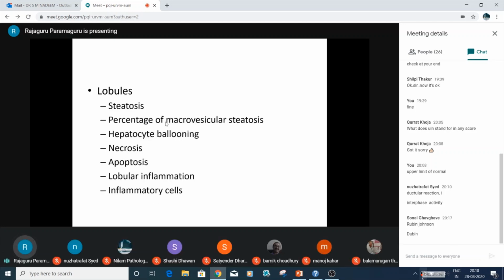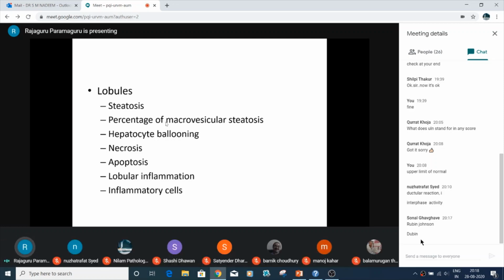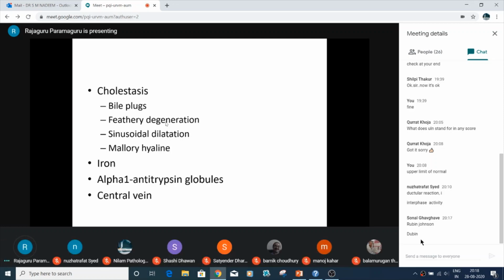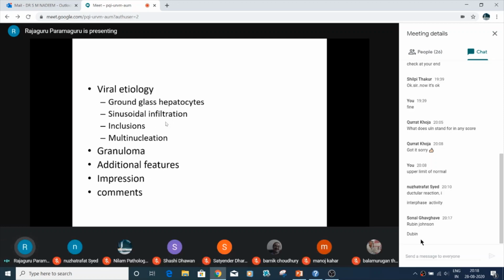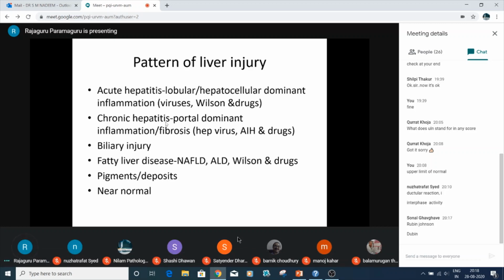In the lobules, whether steatosis is there, how much percentage of steatosis, ballooning, then necrosis, apoptosis, and so on. And about cholestasis also. Then the other findings which we have already discussed. And then after that, you give your additional features. If you have any additional features, you can give that. Then your final impression and the comments for the clinician in such a case.